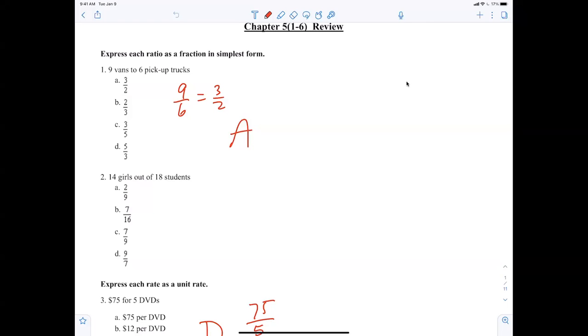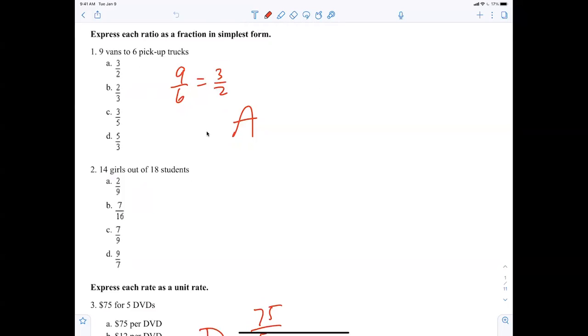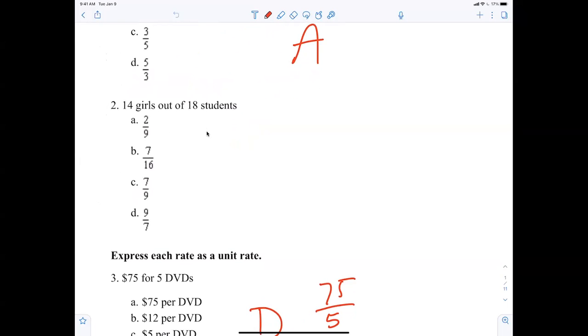All right. Okay, so number 2, Ryan, let me see you do number 2. 14 girls out of 18 students. You write it 14 over 18, and that reduces down, when divided by 2, to 7/9. Thank you. 7 girls to 9 students. That's right. C.